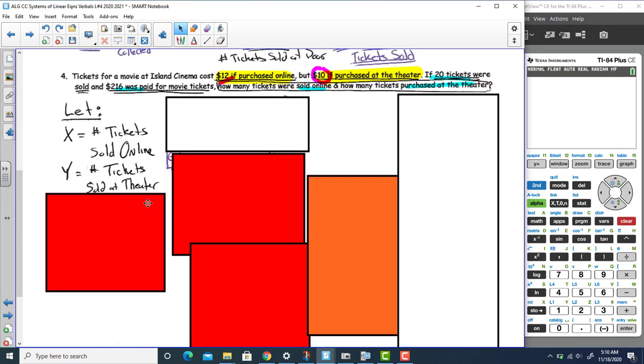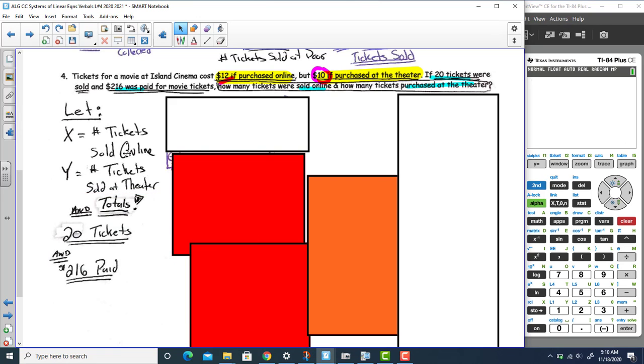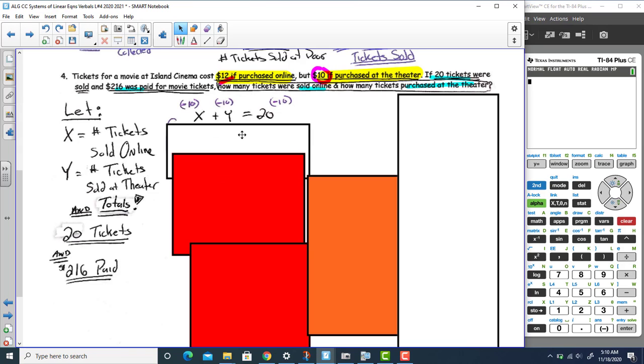You've got your totals in the second sentence: a total of 20 tickets, and a total of $216. So it's going to require you to think a little bit. We're going to need to set 20, the total, equal to the number of tickets sold, which in this case would be X plus Y. We'd also have to set up an equation to represent the total money collected, $216. And $216 would be a result of $12 per online ticket and $10 per theater ticket.